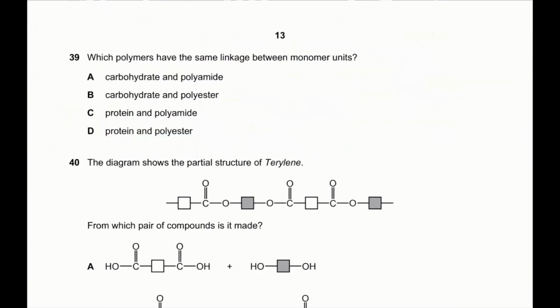Question number 39. Which polymers have the same linkage between monomer units? Between monomer units, guys, in carbohydrate and polyamide. In polyamide we have amide linkage. In carbohydrate there is glycosidic linkage. In polyester there is ester linkage.